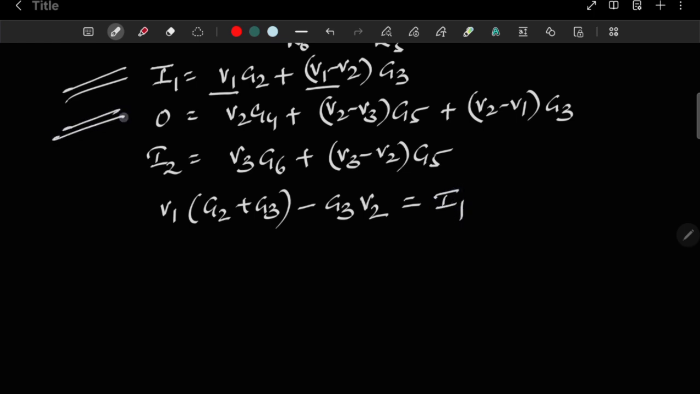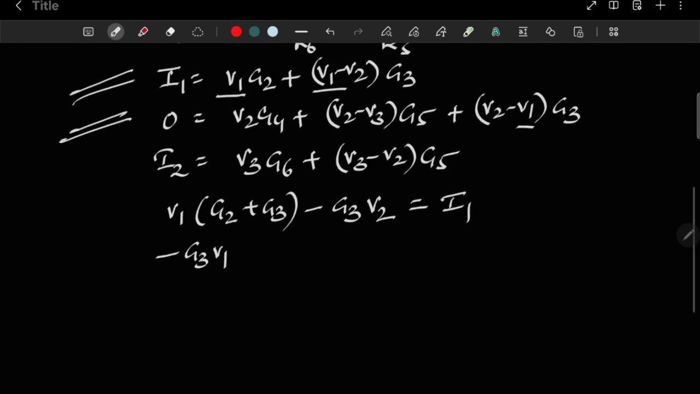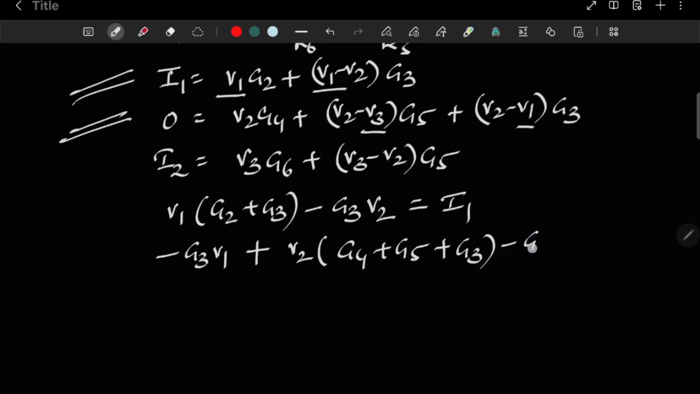In the second equation, do you have a V1 term? Yes, we have a V1 term. What is that? Minus G3 times V1. Next V2. V2 is coming many times now, so if you take V2 common, you will get G4 plus G5 plus G3. This is about V2. Next V3 is coming only one time, that is minus G5 into V3 is equal to 0. This is the second equation.